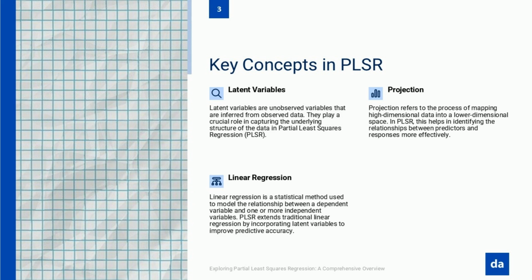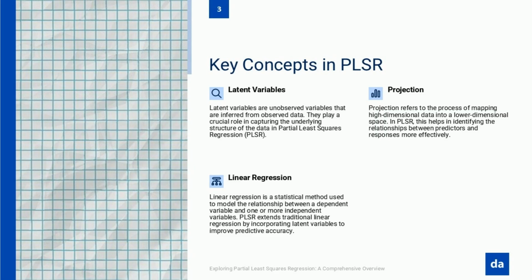Sounds reasonable, right? But there's a flaw. PCR doesn't care about the response variable at all. It just finds the biggest trends in the predictor variables without considering whether they actually help predict your outcome. It's like hiring someone based on their impressive resume, only to find out they can't actually do the job.